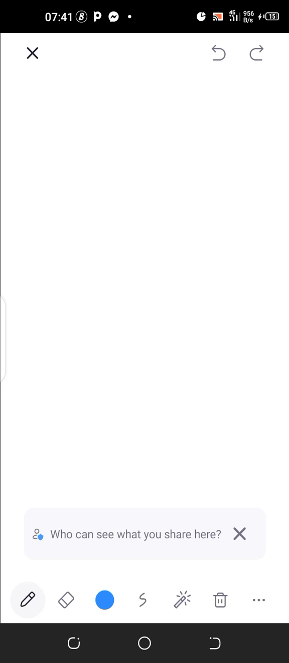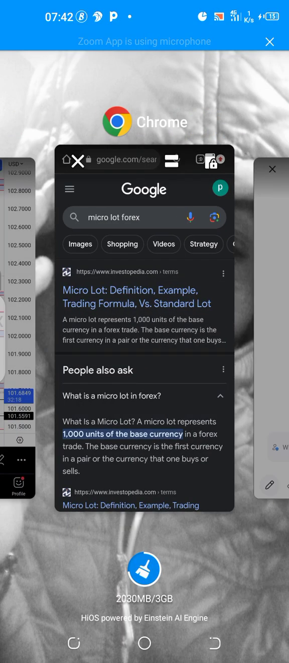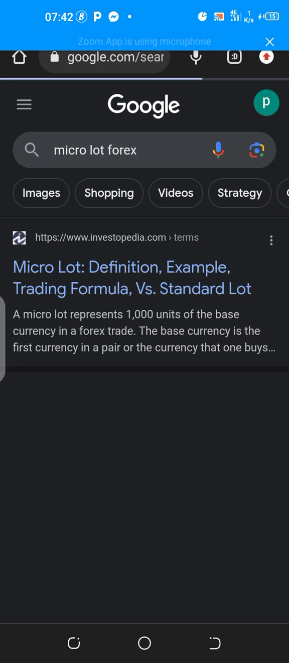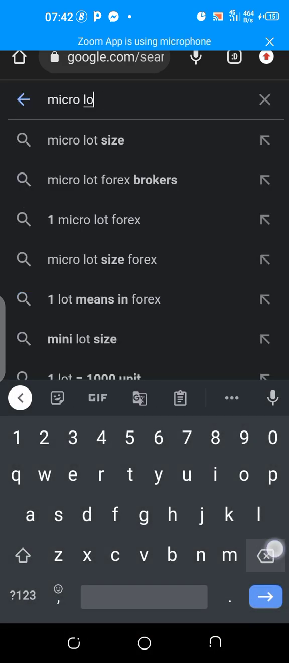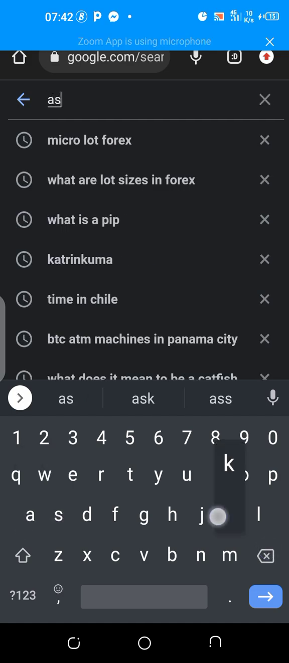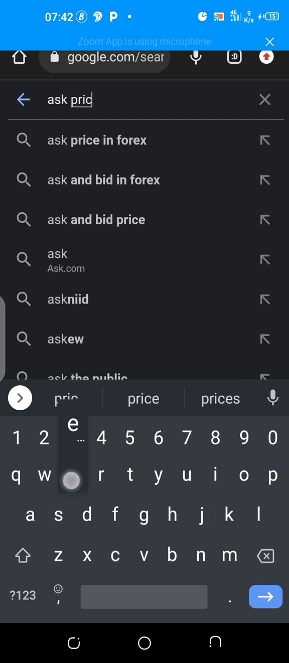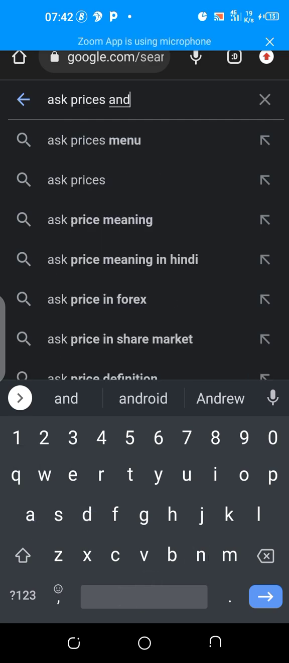Before I go on, I would like to teach you how to convert lot sizes, to calculate lot sizes into monetary value. But before I talk about that, let's know what ask and bid price are, because it's really good you come here for confirmations just to be sure. So let us talk about what ask price is in Forex.